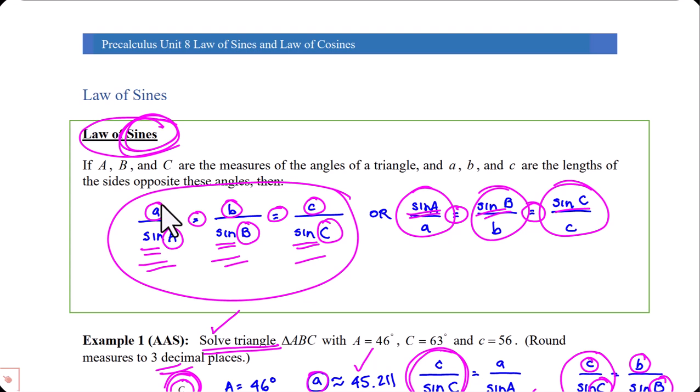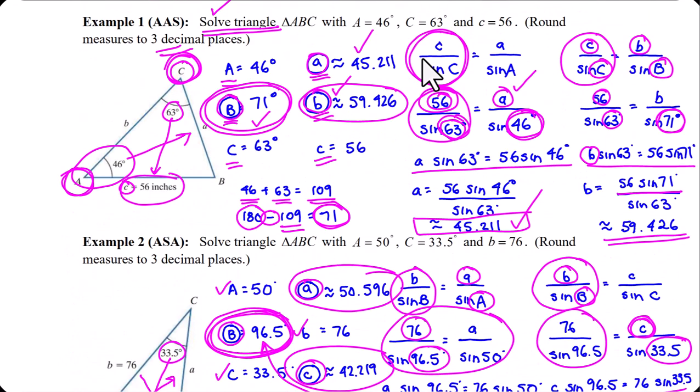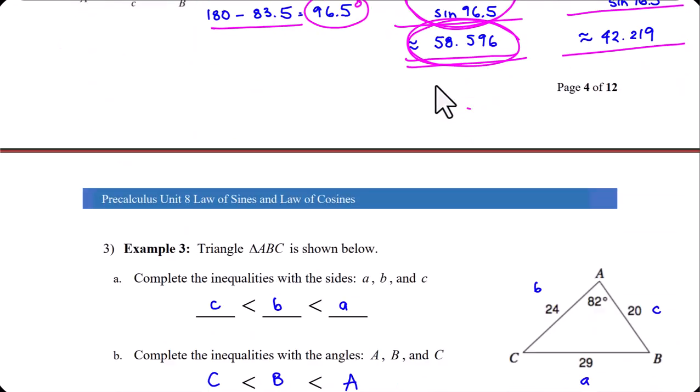Here's the idea. As side A gets bigger, angle A has to get bigger to compensate to keep the fraction the same. And so if the side is big, the angle has to be big. If the side is small, the angle has to be correspondingly small so that the ratio stays in proportion. So let's scoot back down to where we last ended.